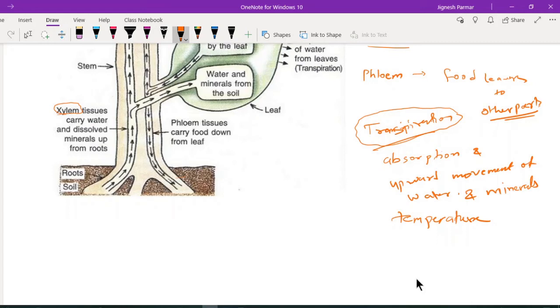Now phloem tissues carry food down from the leaf to the other parts of the body. So far whatever we have discussed, this food can be a soluble food. The transport of food, in the soluble product of food.